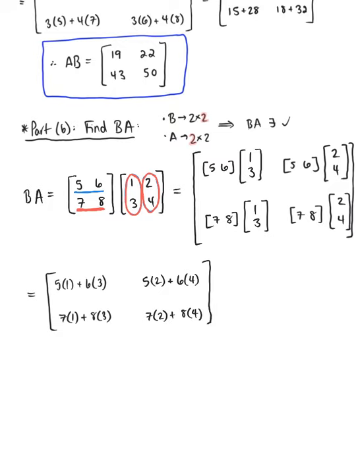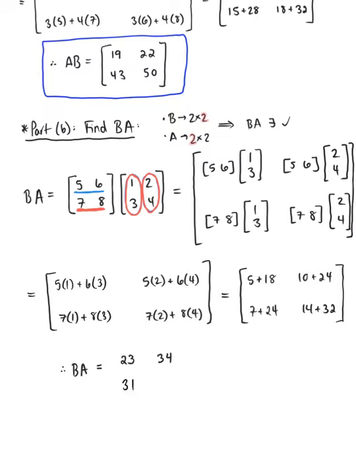Lovely. So now all that's left is a little arithmetic. We are left with 5 plus 18, 10 plus 24. We then have 7 plus 24, and 14 plus 32. So we are left with a beautiful final answer for matrix B multiplied by matrix A. We have 23, 34, 31, and last but not least, 46. And so this is our beautiful final answer to part B.